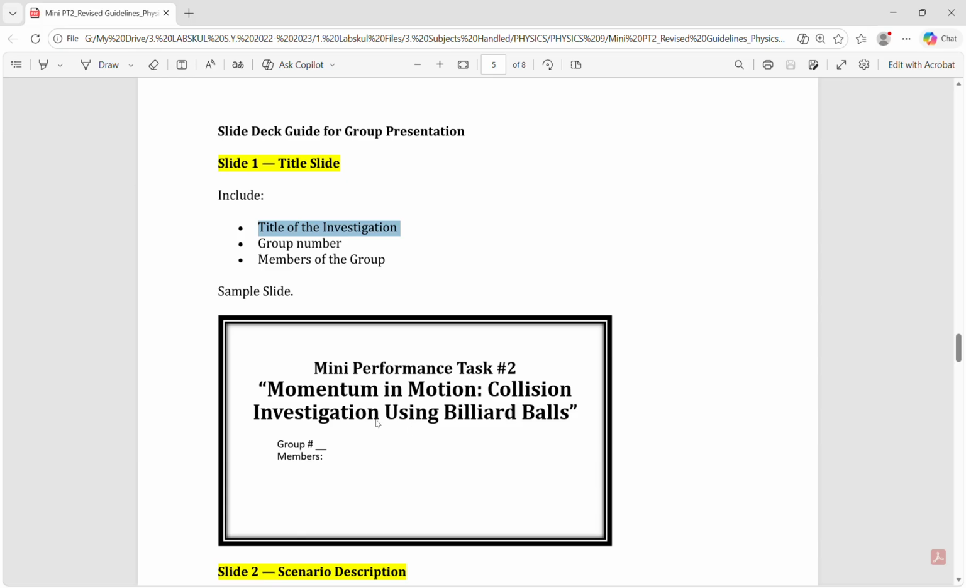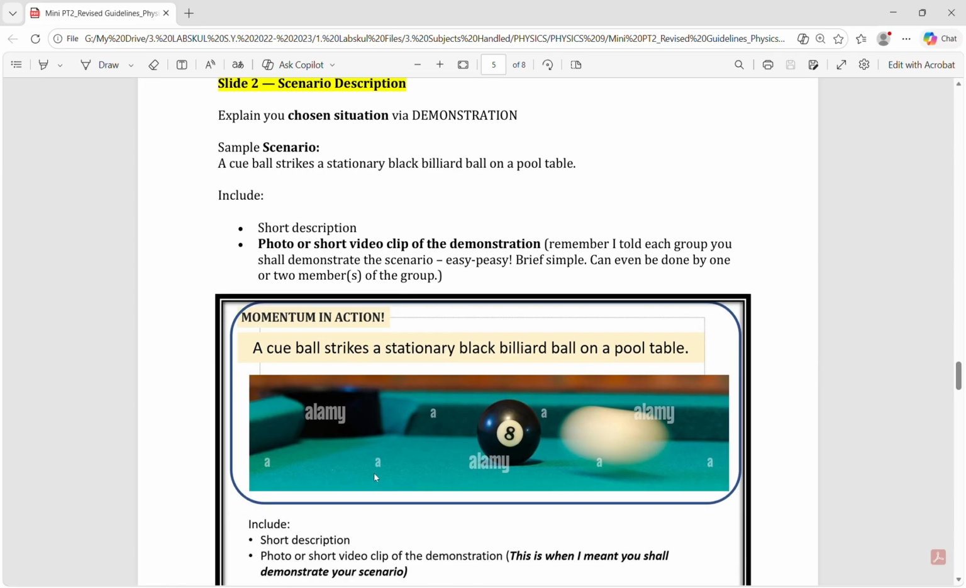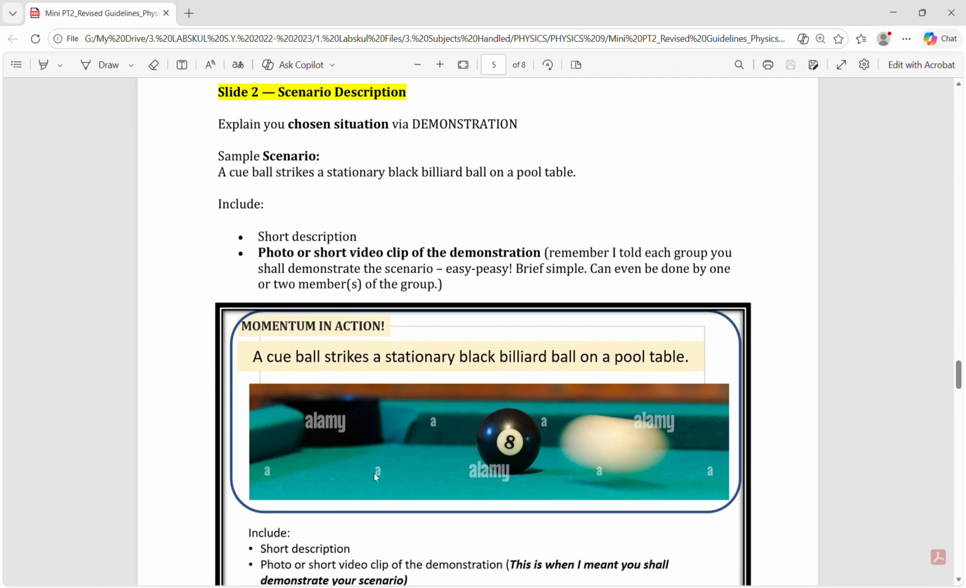If possible, make your title aligned to whatever scenario you designed for each group. Aside from that, indicate the group number as well as the members. Slide 1 is simple. Slide 2, scenario description: explain your chosen scenario via demonstration.